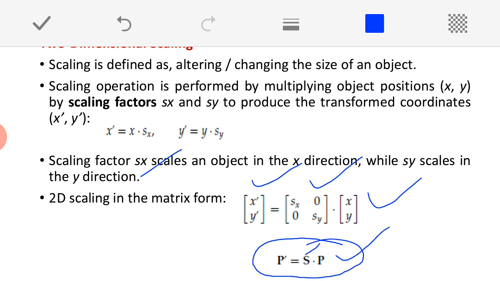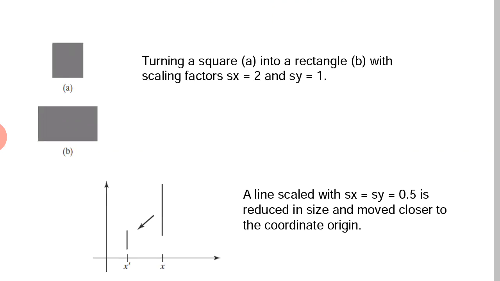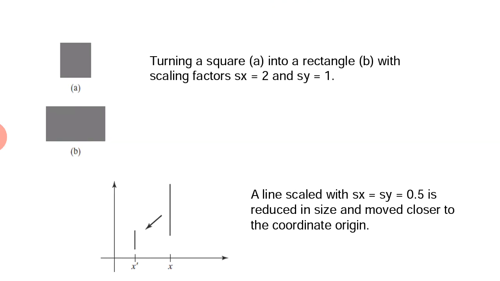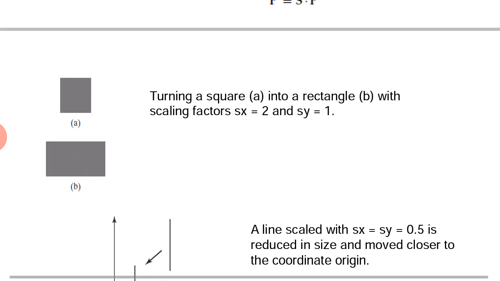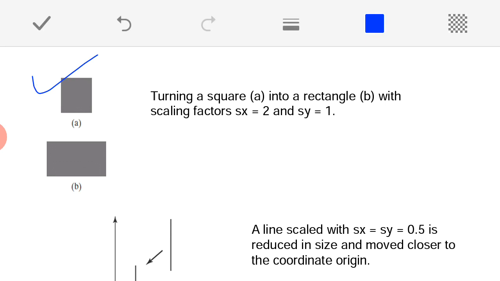X comma y, and S is the scaling matrix, and P dash is a scaled object or point. And with respect to the example, if you want to see how the scaling will be affected, consider this example. This is my square, this is my input object. On this input object, I want to apply a scaling factor sx equal to 2 and sy equal to 1.